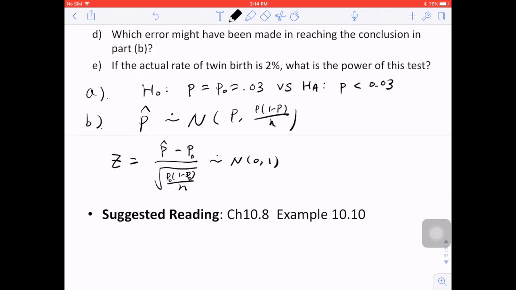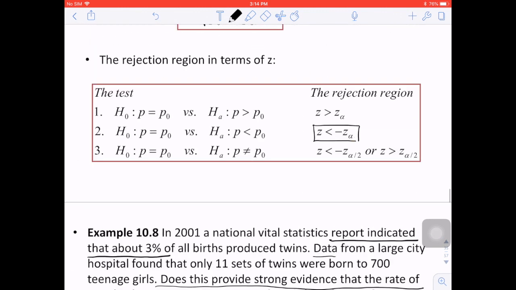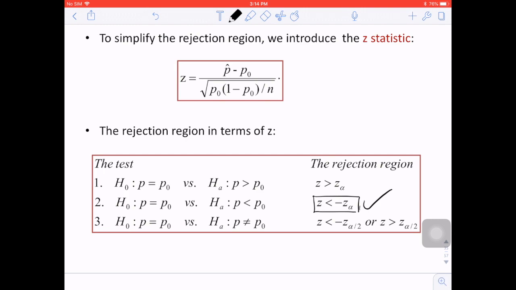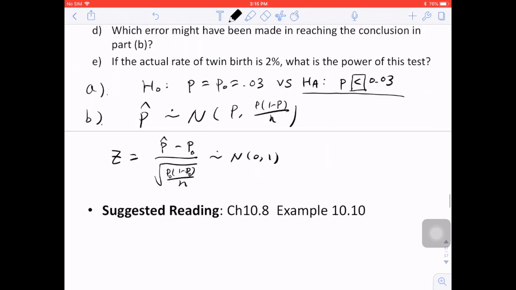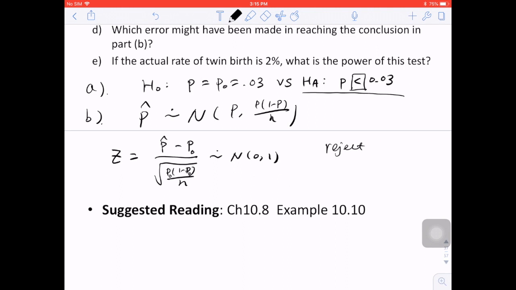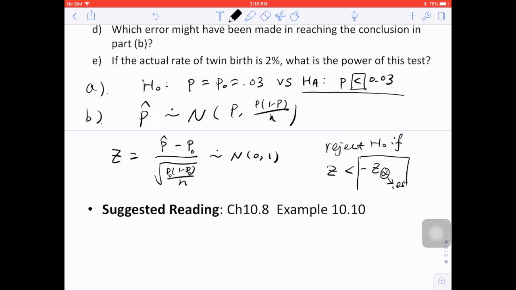You can have the corresponding rejection region because our alternative hypothesis is p is smaller than p0. So you have this direction, and this will be the one that you would like to have. You reject the null hypothesis if z is smaller than negative z alpha. Alpha is equal to 0.05. Once alpha is decided, this critical value can be found from the z table.